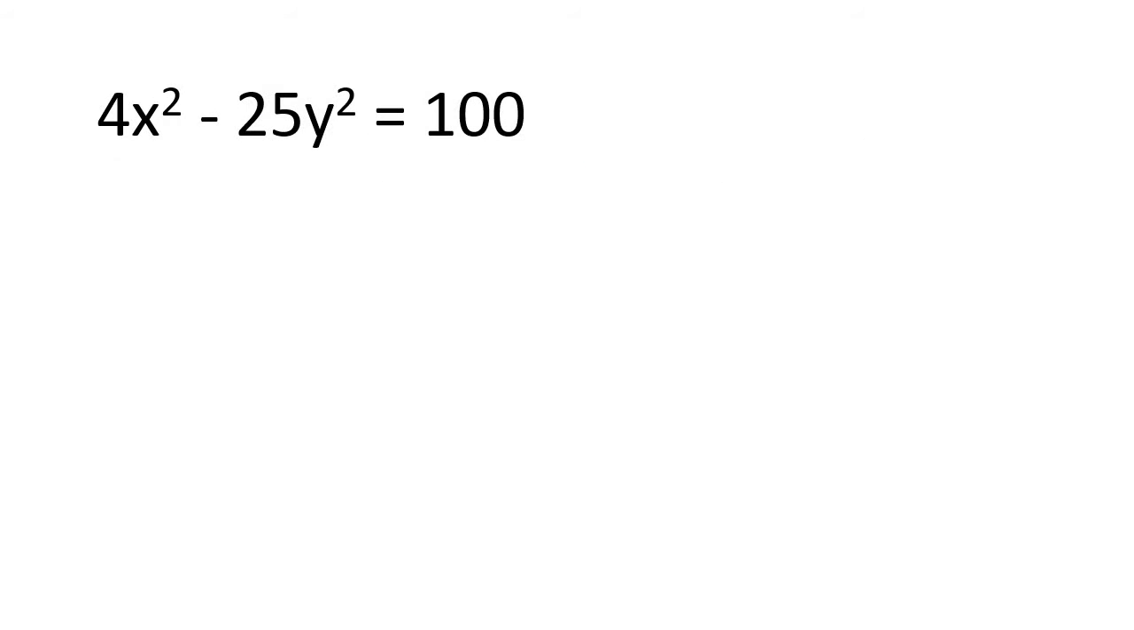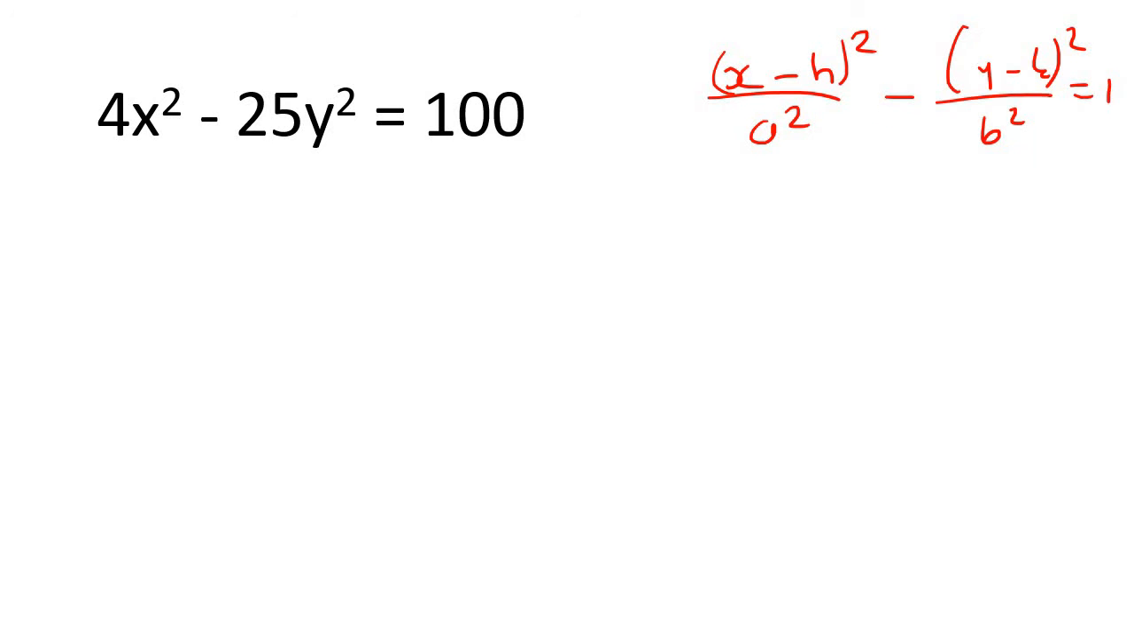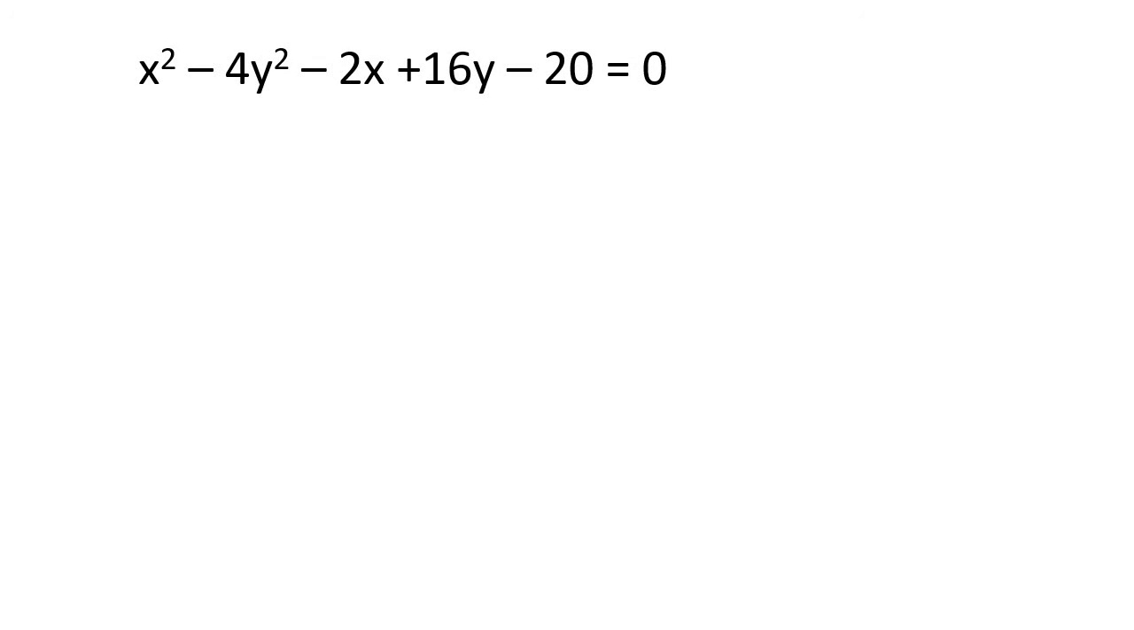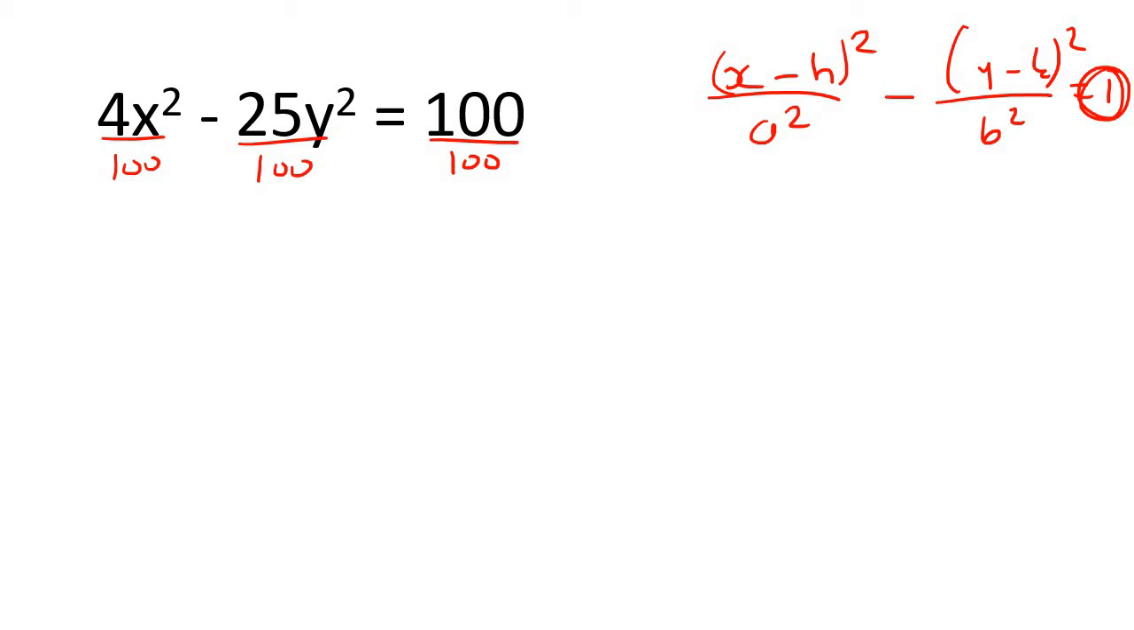So here's our first example. Now that is not a hyperbola equation. We know that a hyperbola equation where it starts with x is written like this. So this number needs to be a 1. So what we'll do is we'll divide everything by 100. And don't worry, this example is really easy, but we're going to be doing some more difficult ones, such as this one over here, this one over here. So it does get more challenging.